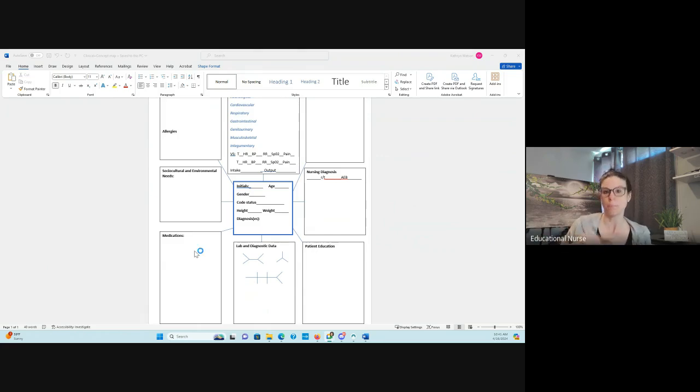Because the nurse passed the baton to you to give this medication, so you need to be on the lookout for the reactions of it, because you are the one who administered it. You are the one who gave it, so you are the one who's responsible for it.